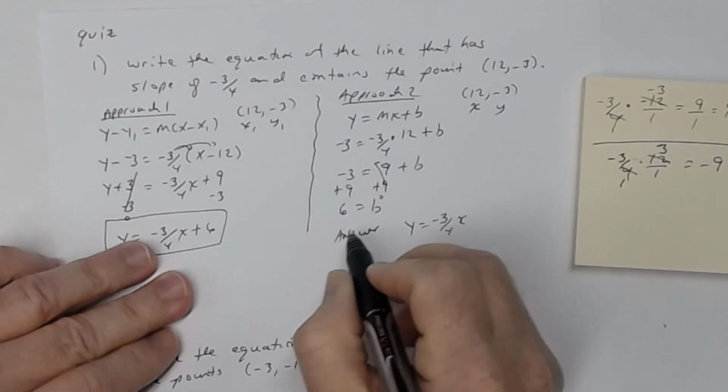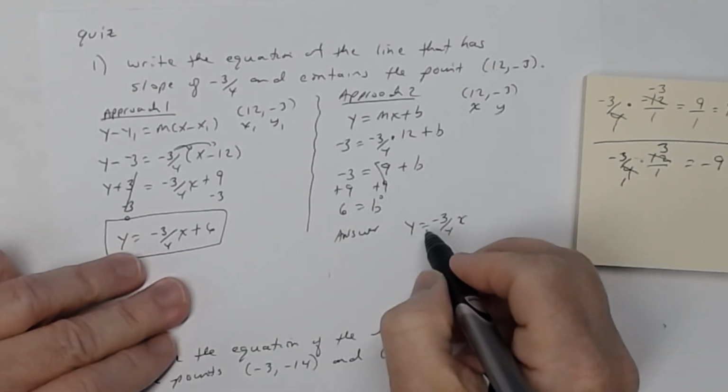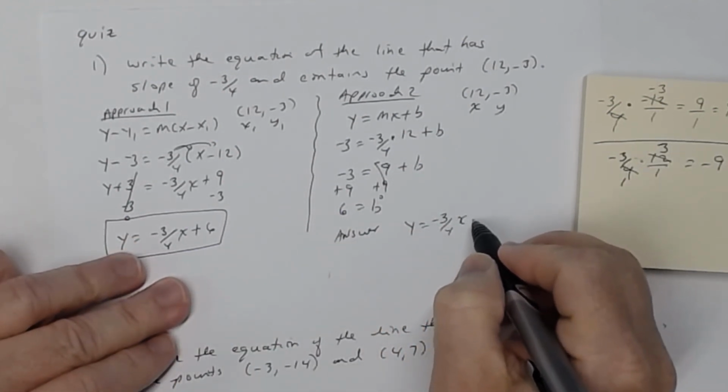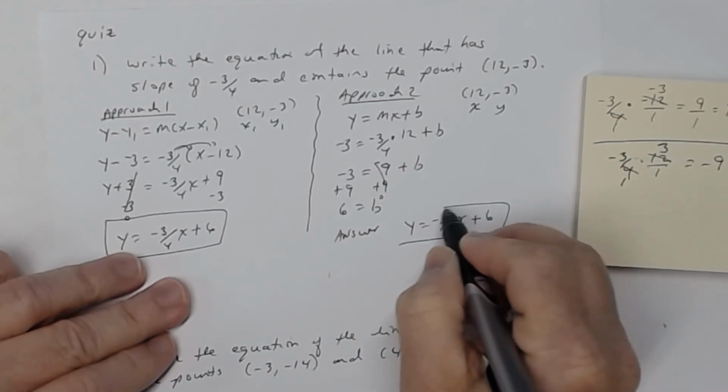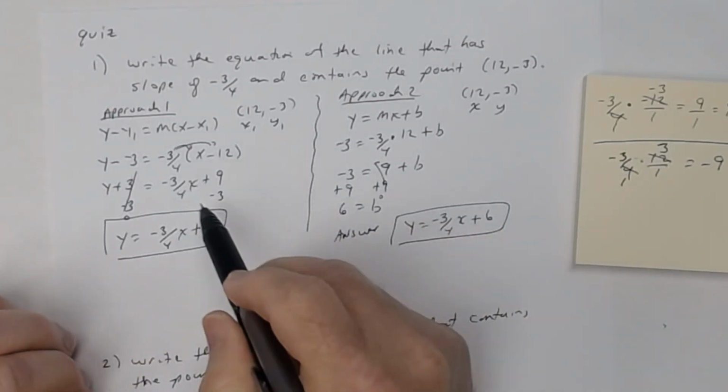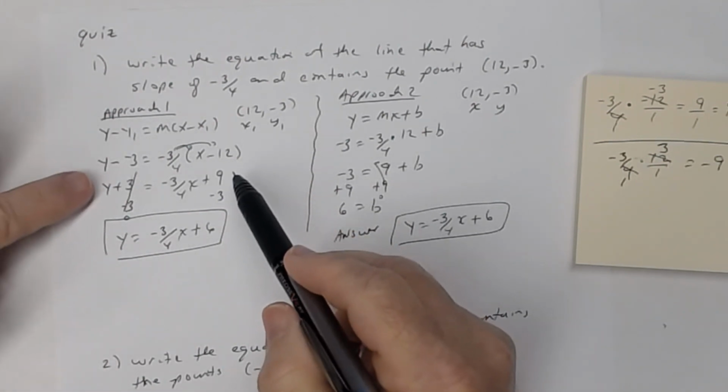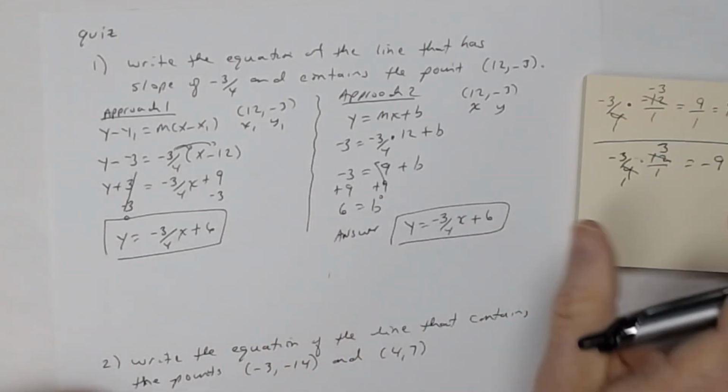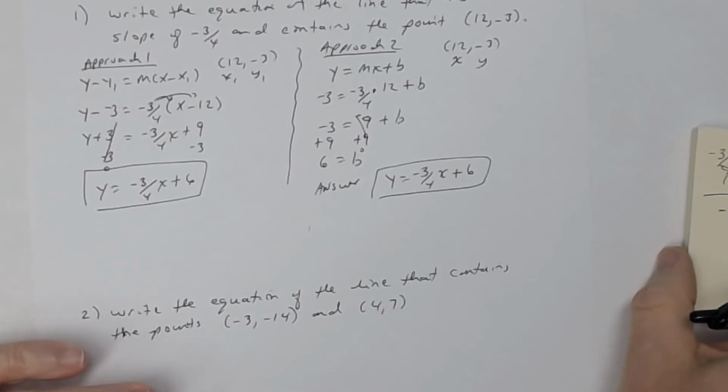And so you found your y-intercept just like we did here. So you're going to say y equals negative 3/4 x plus 6. All right. So notice the work you had to do in each of these approaches. So I would be looking for this work if you want to, in order to get all points.